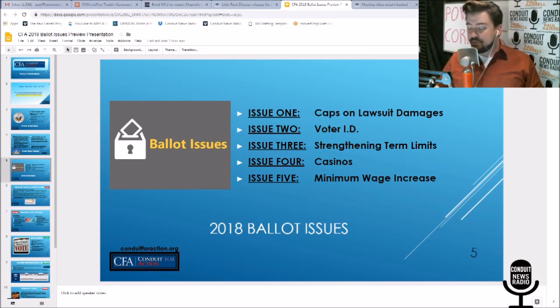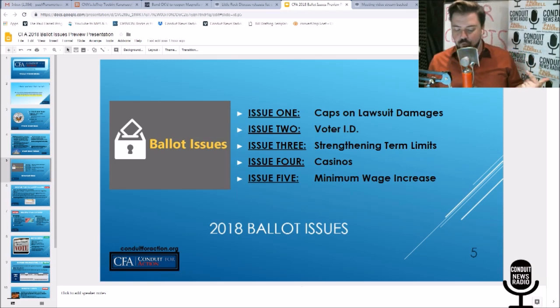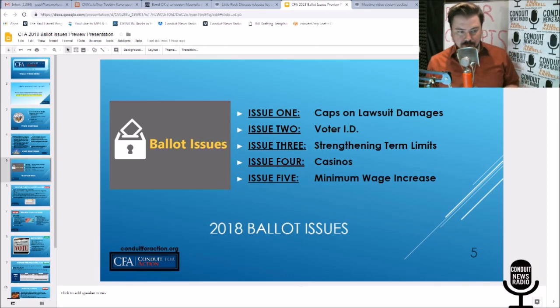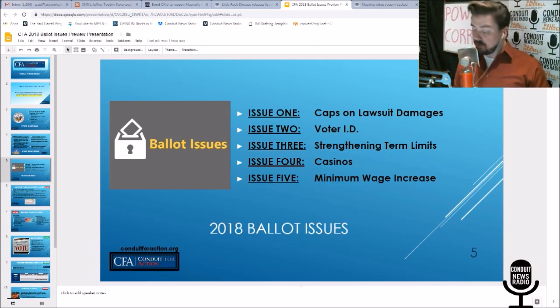All right, so here are the issues. You got issue 1, 2, 3, 4, and 5. Issue 1 is a cap on lawsuit damages, the bad tort reform bill. Issue 2 is voter ID. Issue 3 is strengthening term limits. Issue 4 is the casinos, and issue 5 is the minimum wage increase.